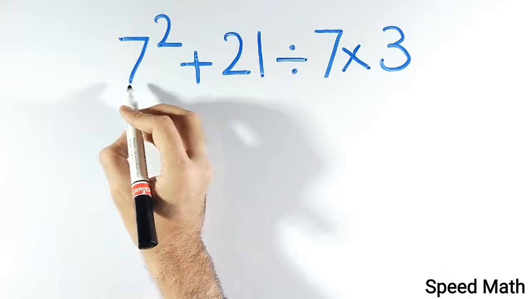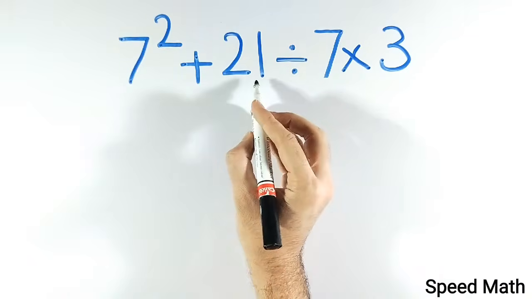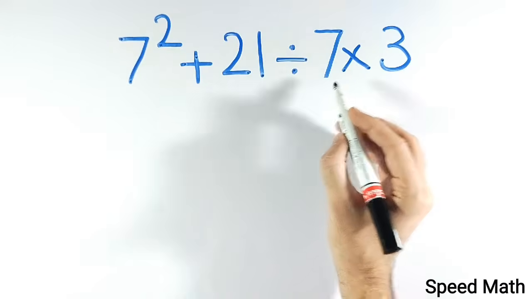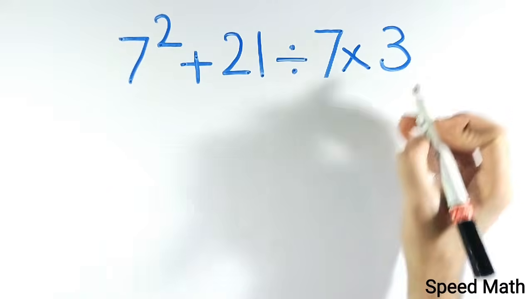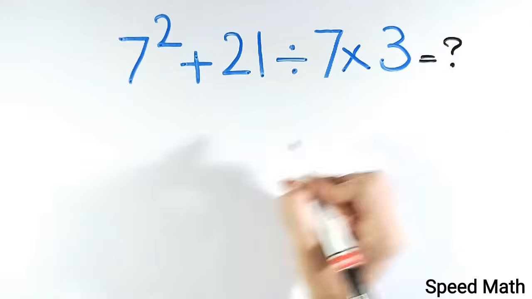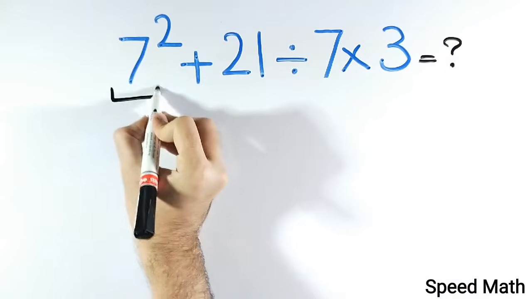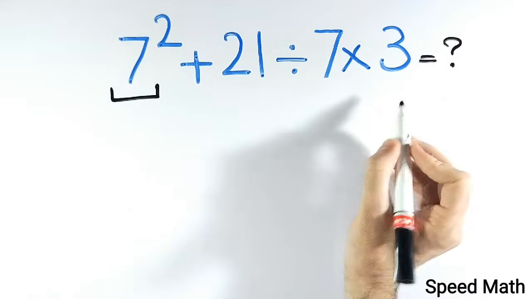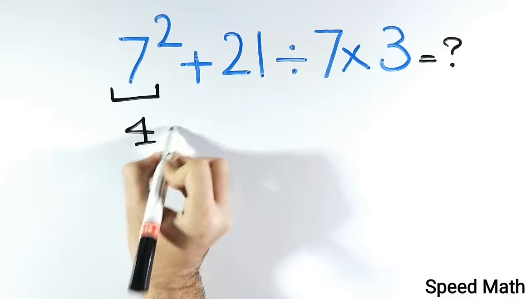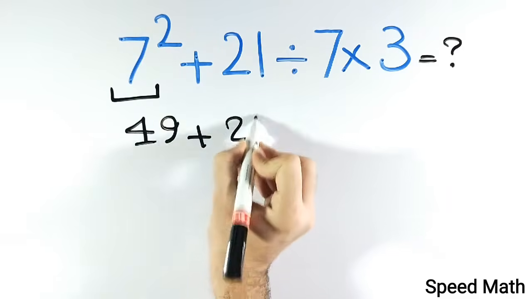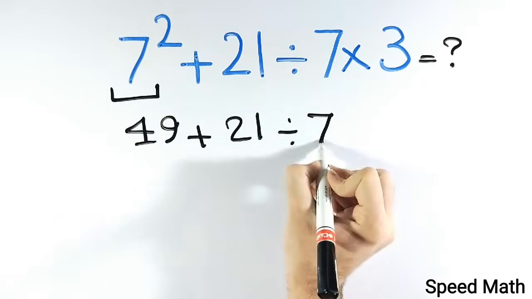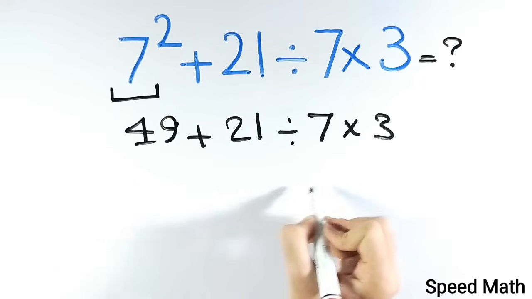If we have the expression 7 squared plus 21 divided by 7 multiplied by 3, then what is the correct answer of this question? Many people, when solving this question, first go for the exponent, and instead of this expression, they write 49 plus 21 divided by 7 multiplied by 3.